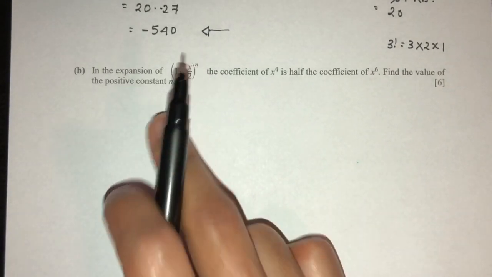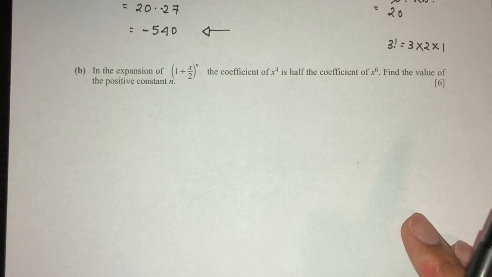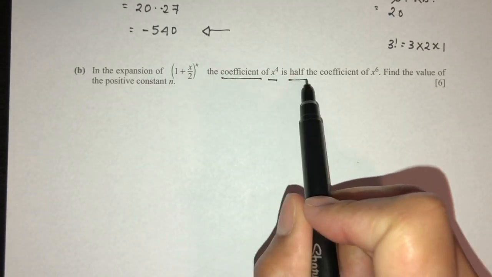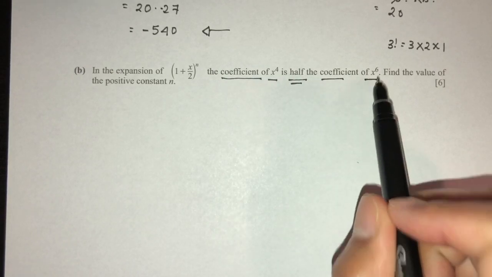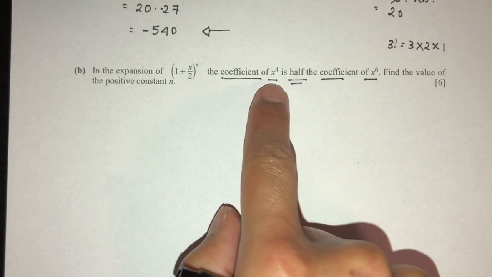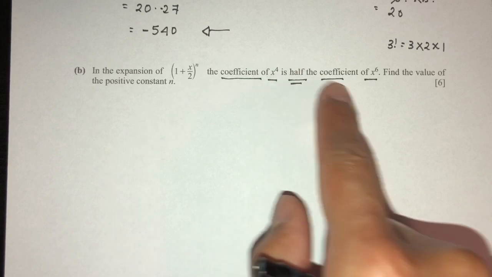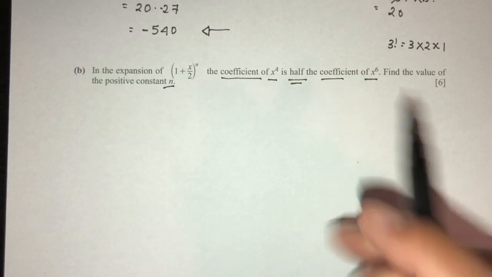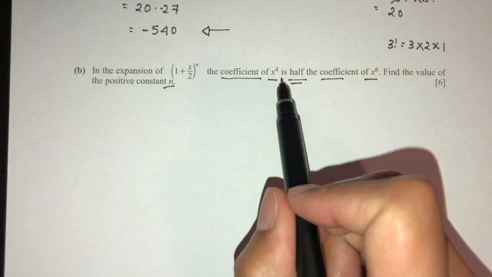Okay, now for part B, in this binomial expansion, the coefficient of x power 4 is half the coefficient of x power 6. So we have to first find the coefficient of this one, and then find this one, and use this half to find the value of n. So let's do one by one. What is the coefficient of x power 4?